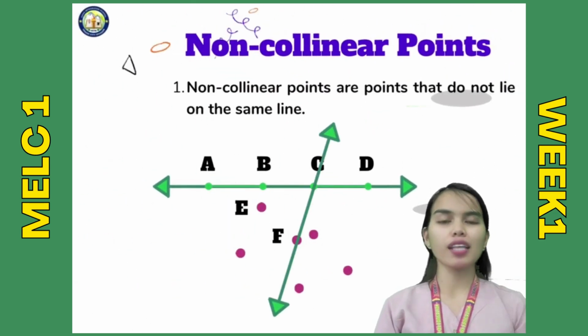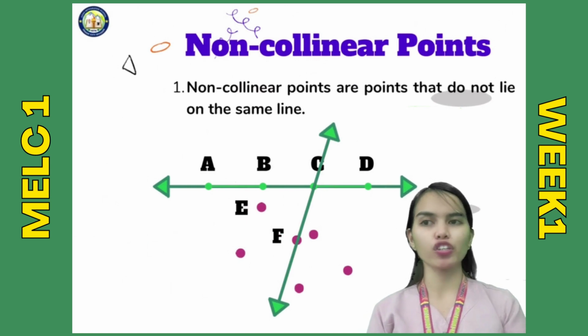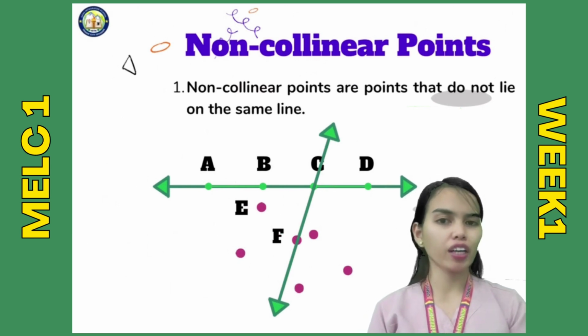The second term is non-collinear points. So these are points that do not lie on the same line. As we have noticed in the figure, points E and F are not on the same line.